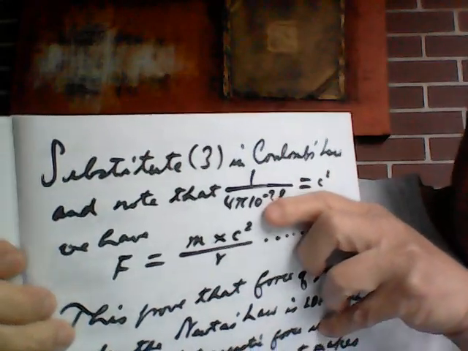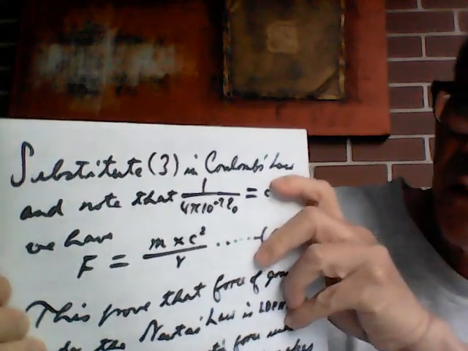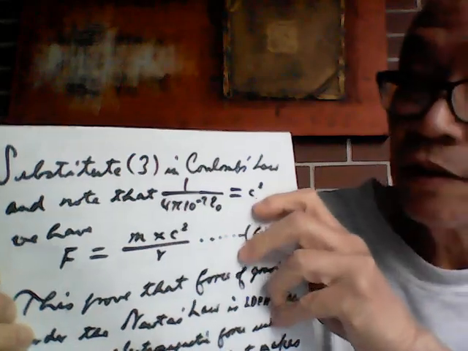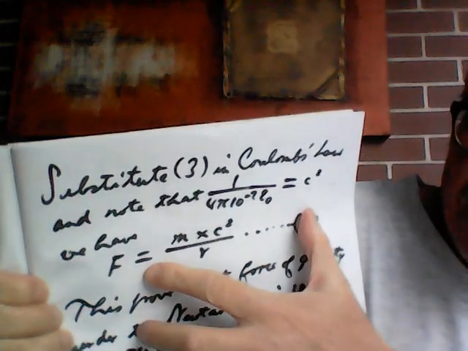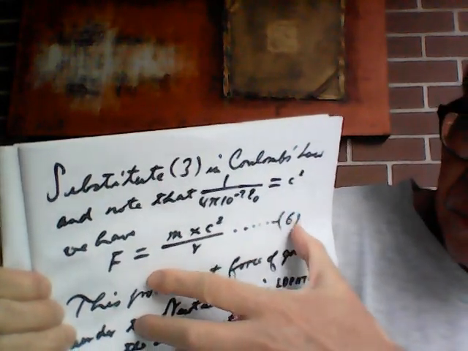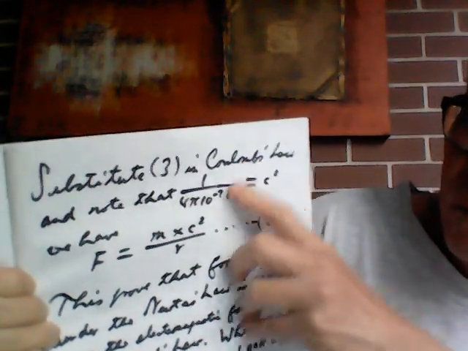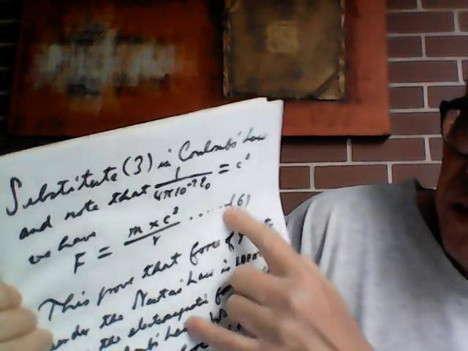Substitute equation 3 in Coulomb's law. Then you note that 1 over 4 pi times 10 to the power minus 7 is equal to c square. This is an electromagnetic identity. We have F. This is Newton's law. This is not Newton's, this is Coulomb's law. F is equal to m times c square divided by r. This is 6.